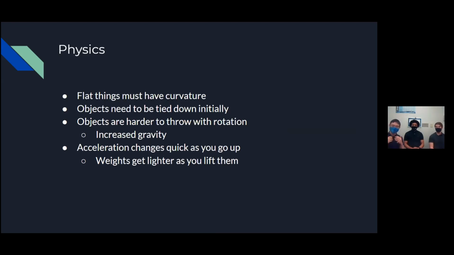Also, objects are somewhat counterintuitively harder to throw with the rotation of the station, because when you throw them with the rotation, their velocity is increasing, but that also means that the gravitational force, the artificial centrifugal force, is also increasing. So they drop like a rock when you throw them with the rotation. If you throw them against the rotation, they actually start to float almost, because the gravity is near zero. Also, acceleration changes really quickly as you go up and decrease the radius. That also means that the weights that we have get lighter as you lift them.